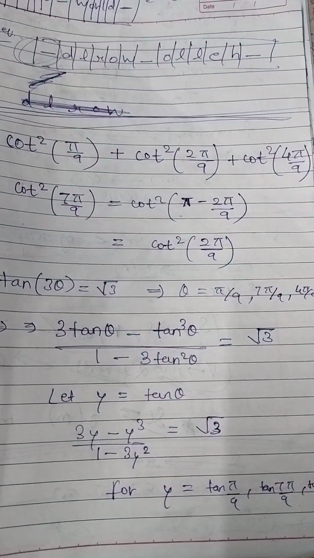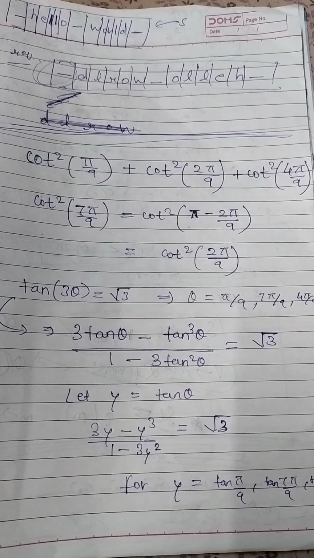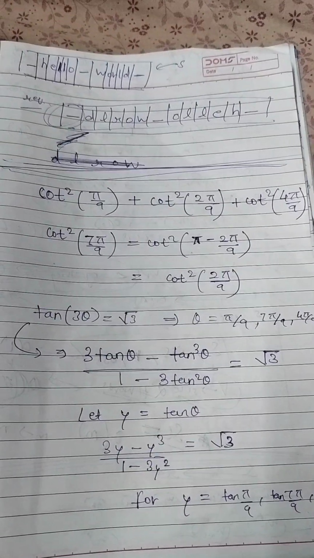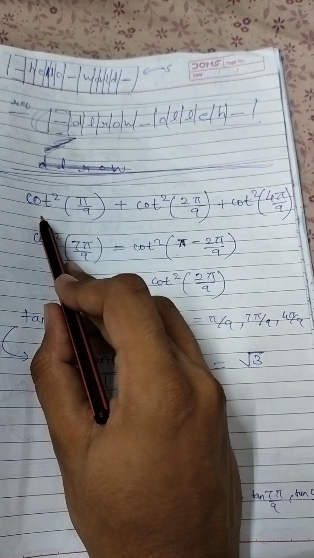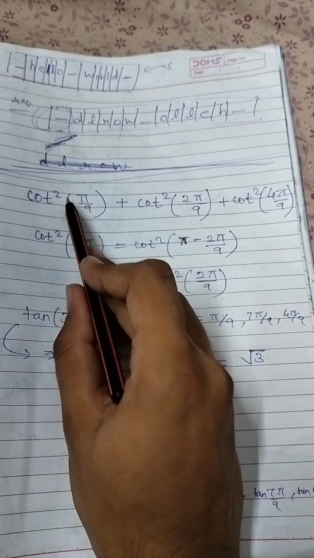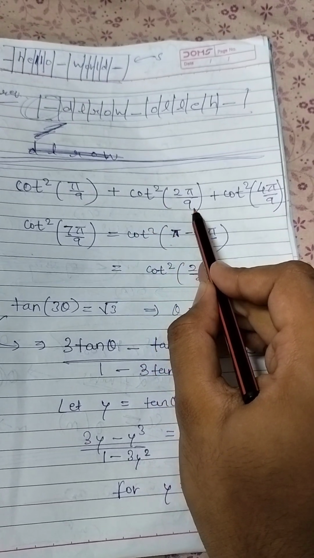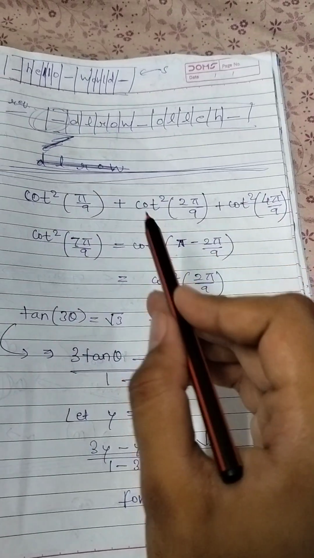Hey guys, today we will be solving a very interesting trigonometry problem. So here is the problem. We want to find the value of cot square pi by 9 plus cot square of 2 pi by 9 plus cot square of 4 pi by 9.